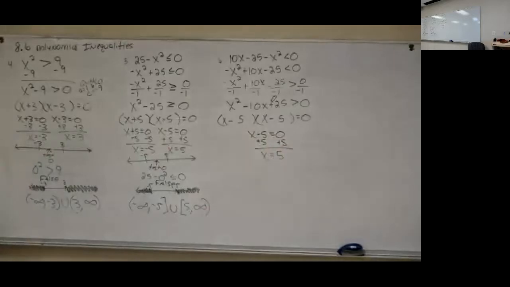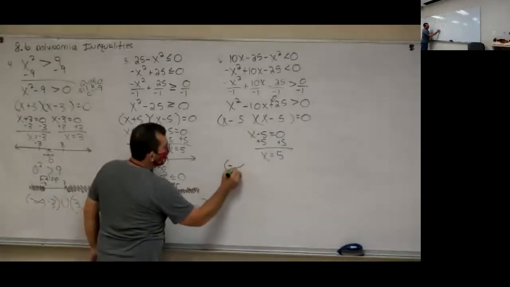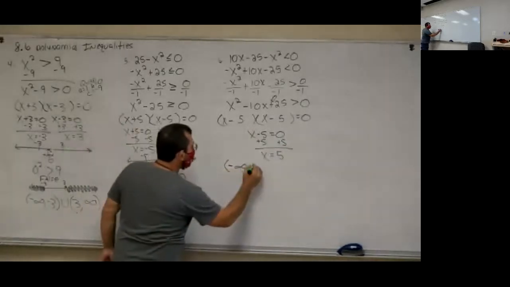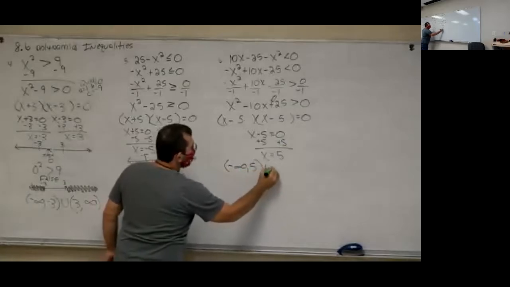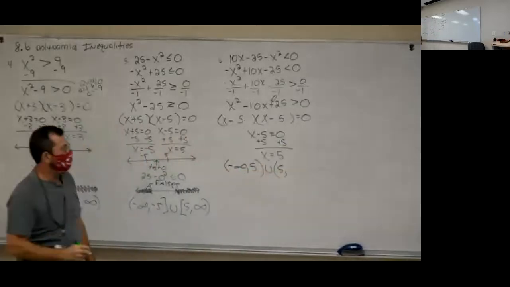So remember, star number 1 said if we had a repeating answer, it only got one solution, that's the only number I'm kicking out of my whole domain. So your domain will start at negative infinity. It's going to go hit that 5. Then we're going to union around that 5 until we hit positive infinity.